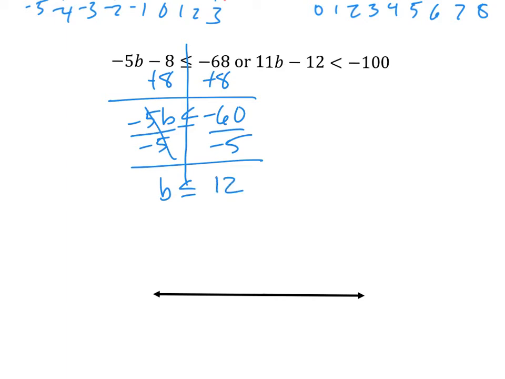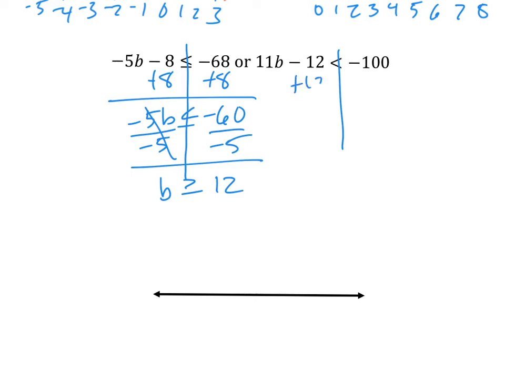And since we divided by a negative, we actually have to switch our inequality sign there. So it's actually b is greater than or equal to 12 here. Okay, then for the second one, we have 11b minus 12 is less than negative 100.